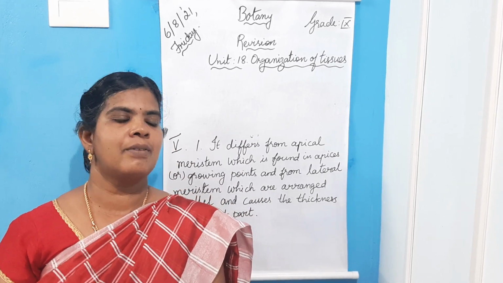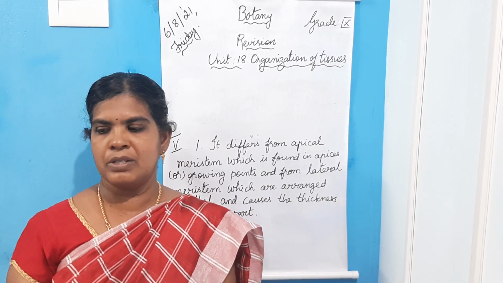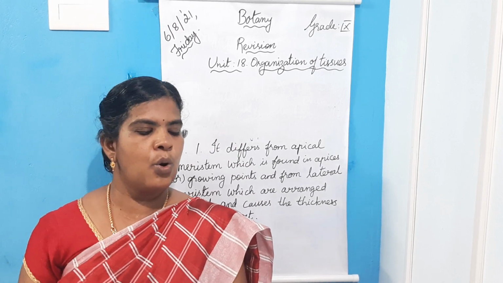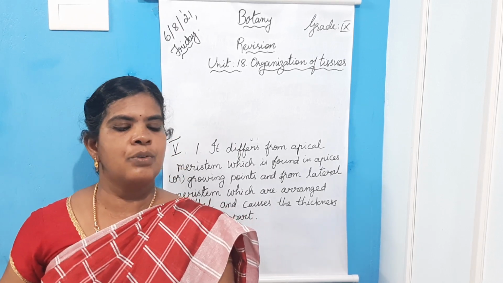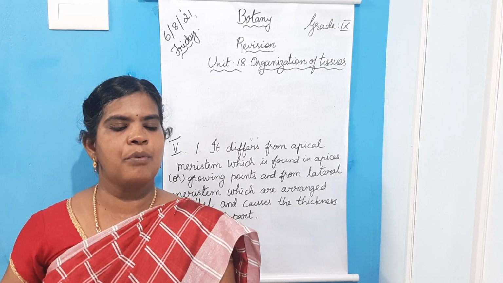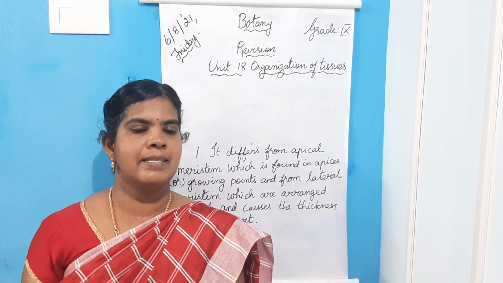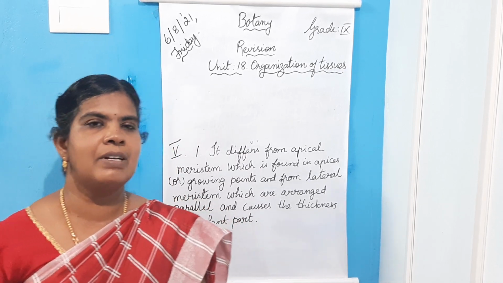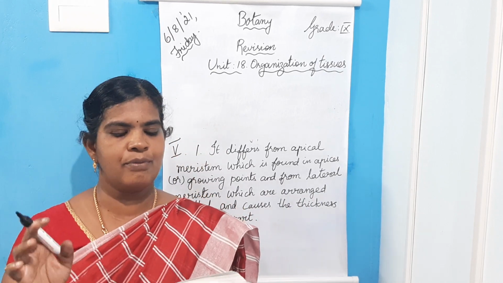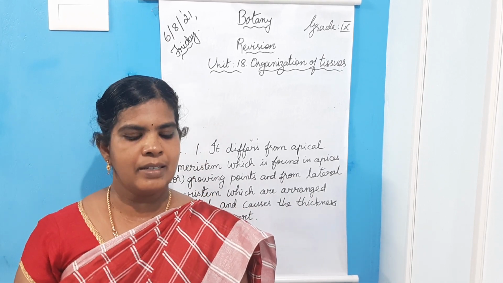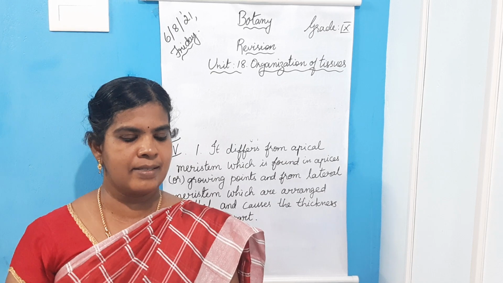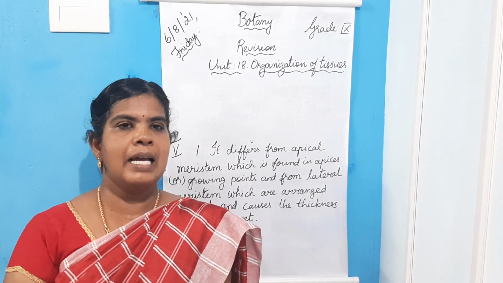Then fifth question, vessels are found in collenchyma. It is false. So instead of collenchyma, you write xylem. The given statement is false, so you write false, underline the term collenchyma and write xylem.